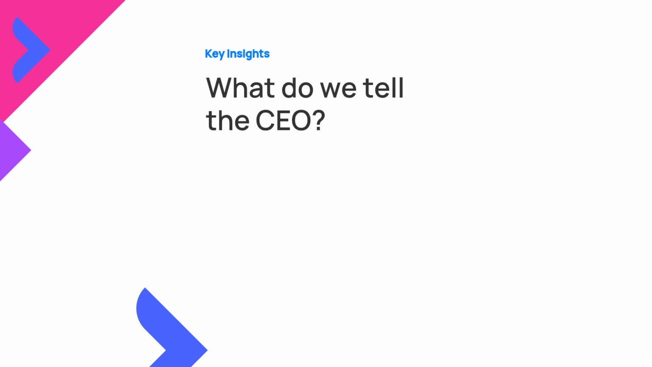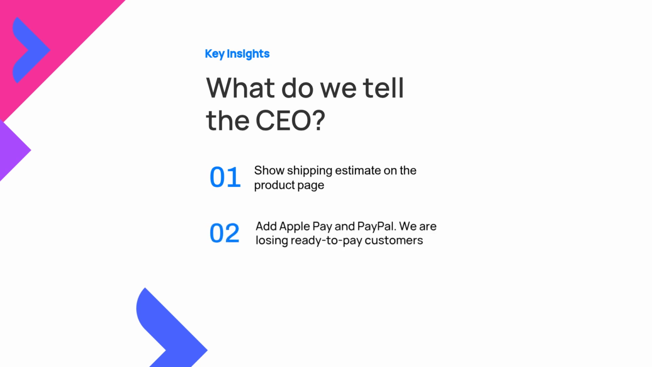So what do we tell the CEO? 1. Show shipping estimate on the product page. 2. Add Apple Pay and PayPal. We're losing ready-to-pay customers. 3. Auto-detect location and show local currency. Every international visitor is abandoning.